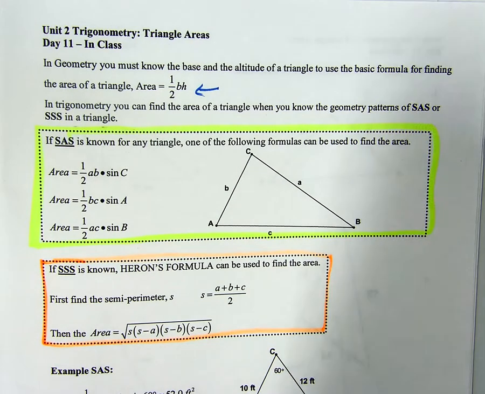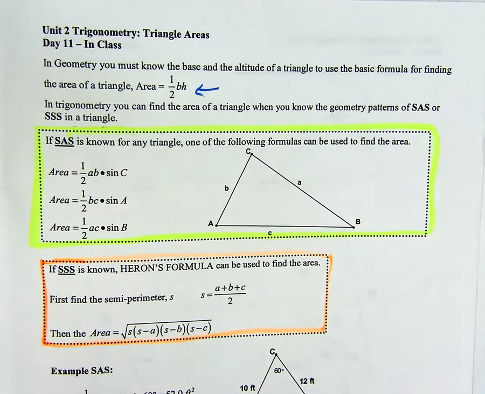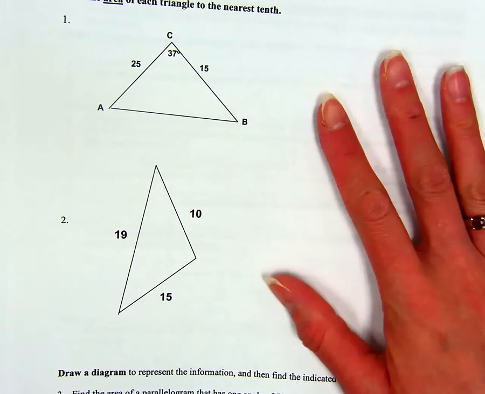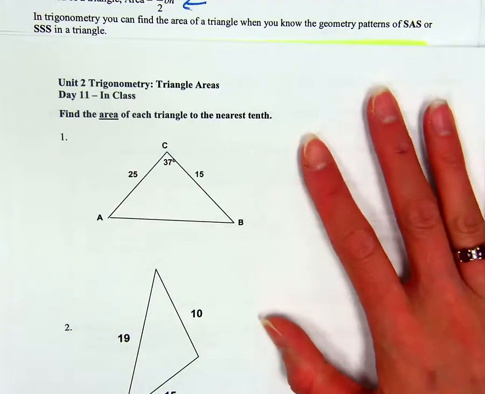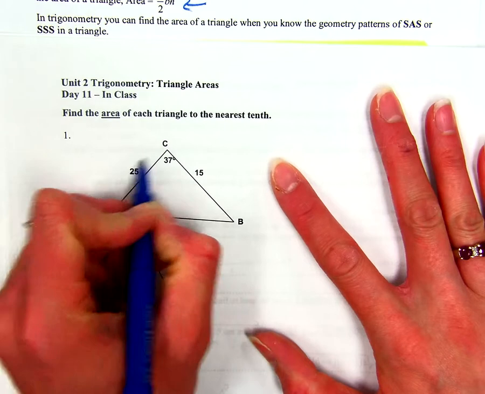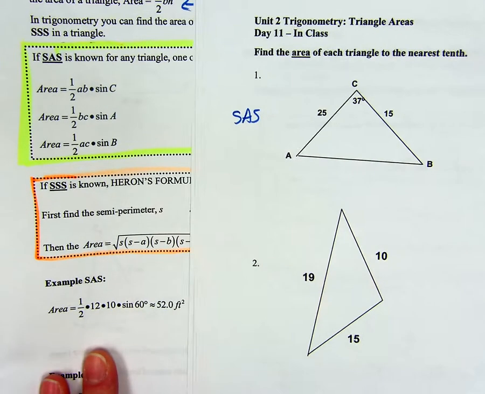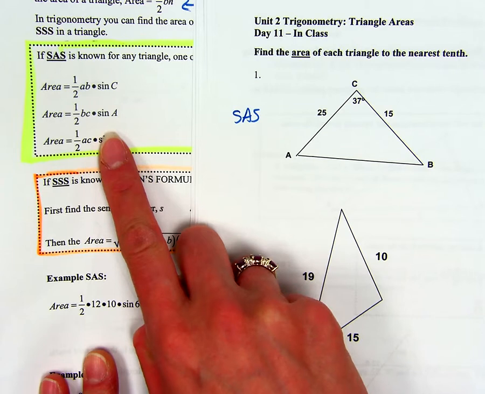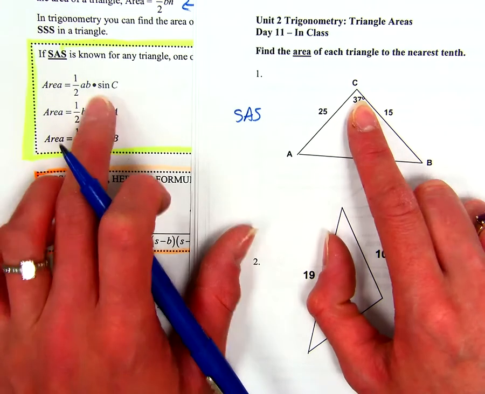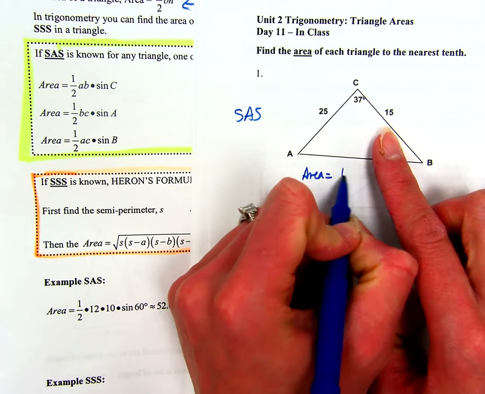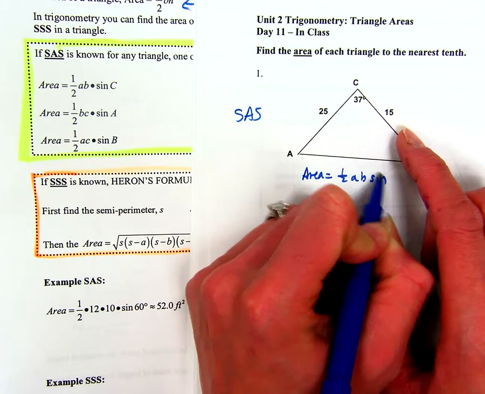So flip to page 44. We're going to come back to these boxes on page 43. But the first thing you need to do is decide what information you have. So you have side, angle, side. If you have side, angle, side, you're going to use this first box. Now, angle C is the angle that I have, so I'm going to use area equals 1/2 AB sine of C.